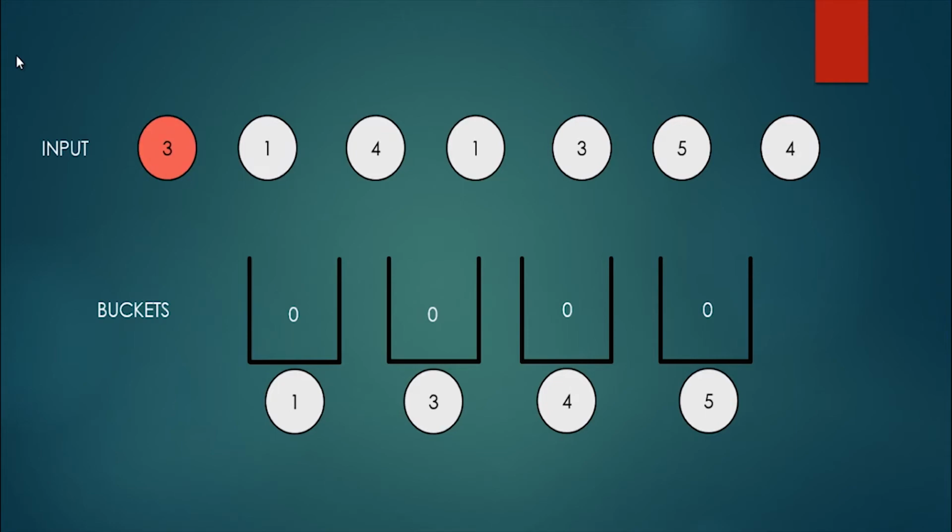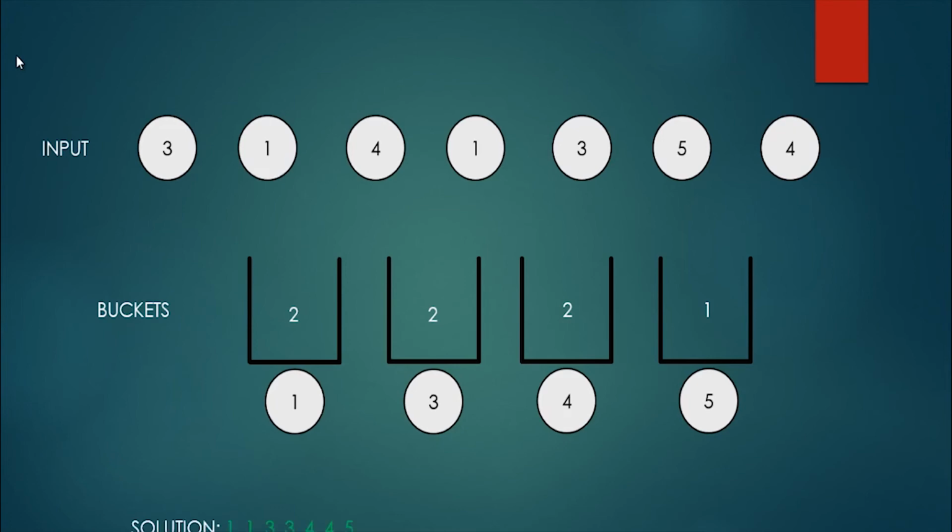And we initialize the buckets to be 0, and we iterate through the input array and keep incrementing the numbers in the buckets accordingly. So it is a 3, so we increment the third bucket, then a 1, so we increment the first bucket, then a 4, so we increment the fourth bucket, then it's a 1 again, so it's going to be 2 in the bucket, then a 3 again, so it's going to be 2, then this is a 5, so we change it to 1, and another 4, so we increment it to 2.